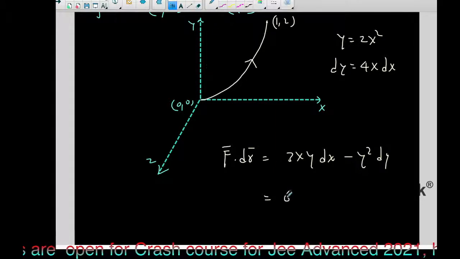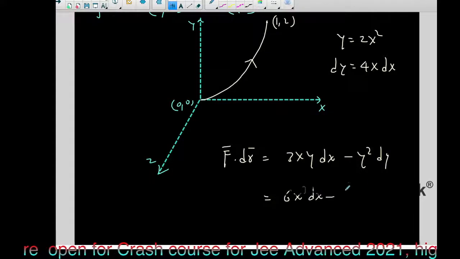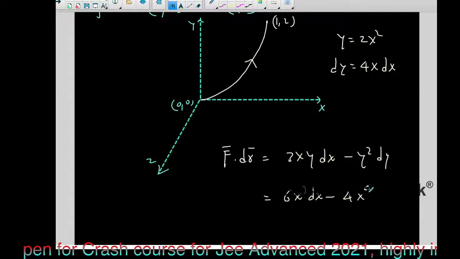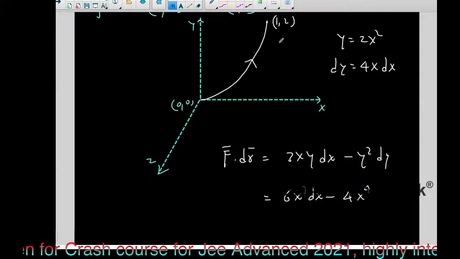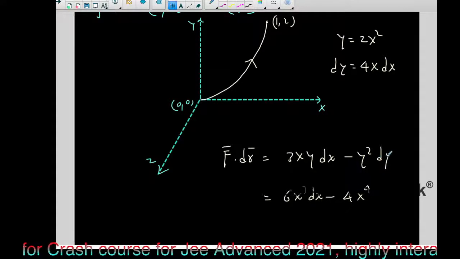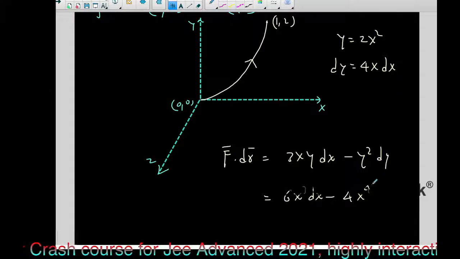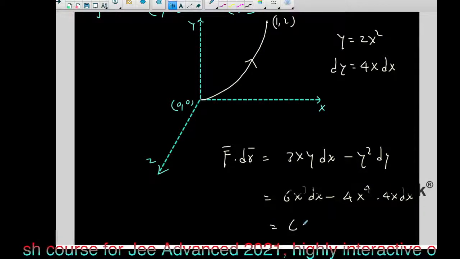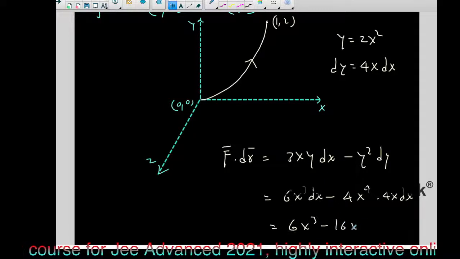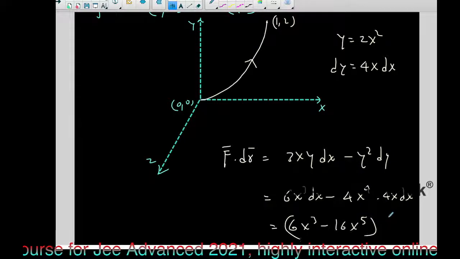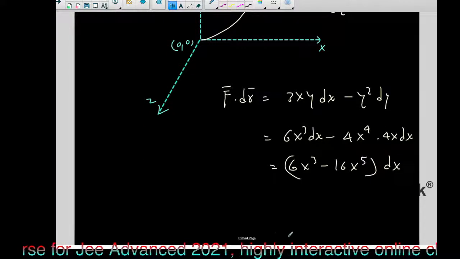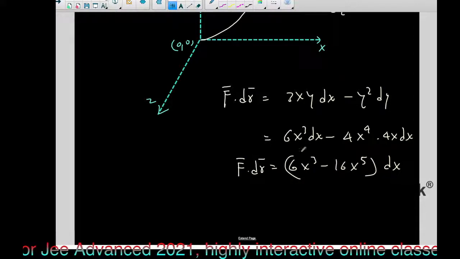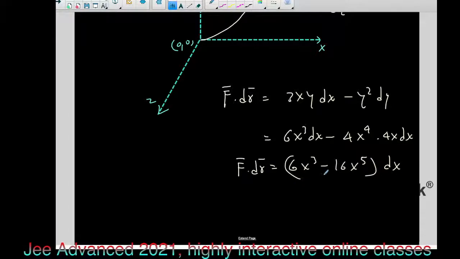So that is 6x cube dx, and minus y whole square, that is 4x to the power 4, besides dy, which is 4x dx. So later on 16. Finally, we get 6x cube minus 16x to the power 5, and dx is common. Now it's very easy to integrate, simple integration. That is the only difference between line integral and simple integration. Now this is a question of simple integration, and you can go ahead.